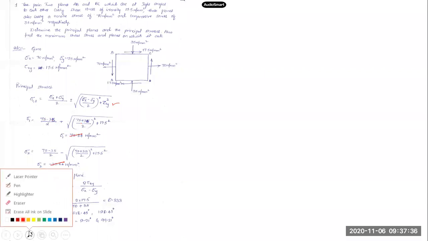This is correct here, right? This should come out correct because sigma y itself is negative. It is correct, no problem with that. Sigma y is compression, so it is minus 35. So sigma x, 70 plus minus 35, that is 70 minus 35 by 2. And here 70 minus of minus 35 comes out to be plus 35, 70 plus 35. Try and tell me what is the value of this major principal stress first.